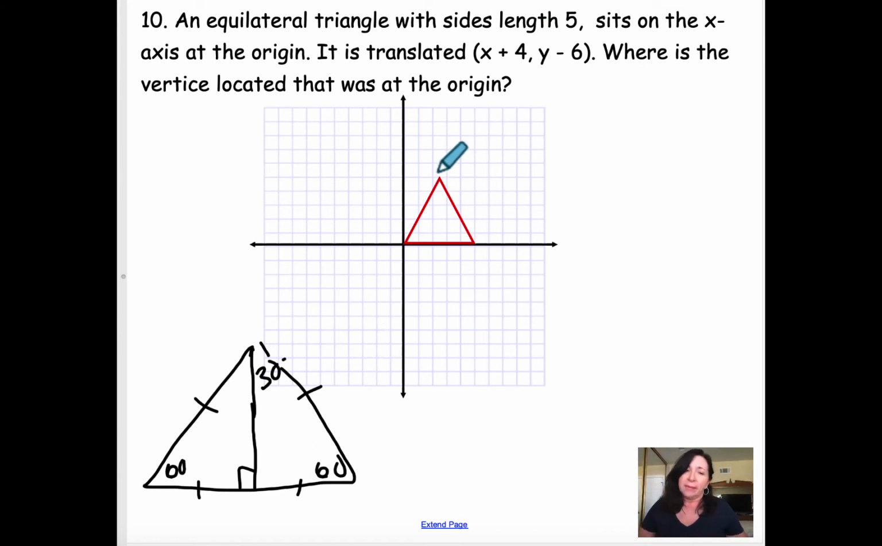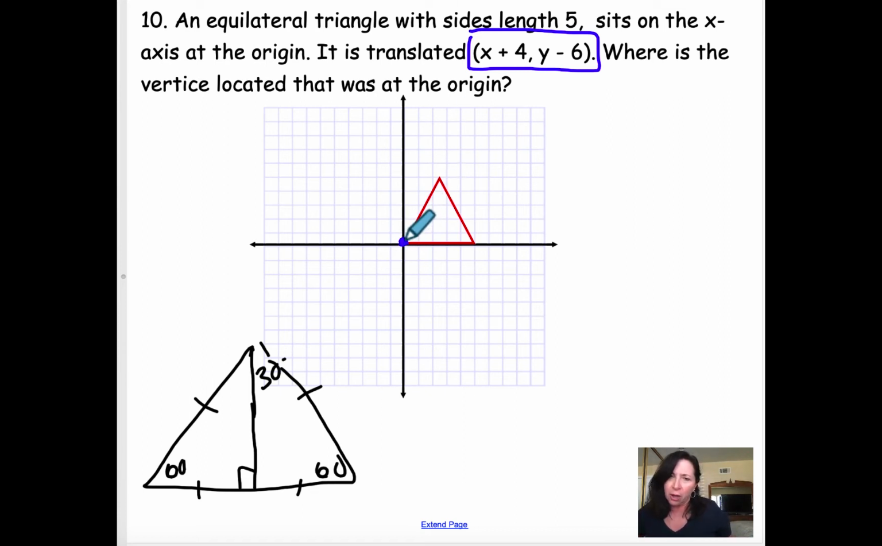Okay? Anyway, it said each of the sides has a length of 5. And it sits on the x-axis at the origin, and it's translated to this. Well, this isn't an area problem at all. This is a translation problem. And if you remember, that was last chapter. Okay, so where is the vertex located that was at the origin? That is what they're looking for.